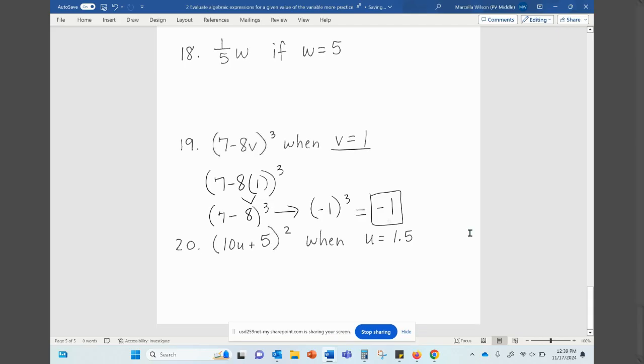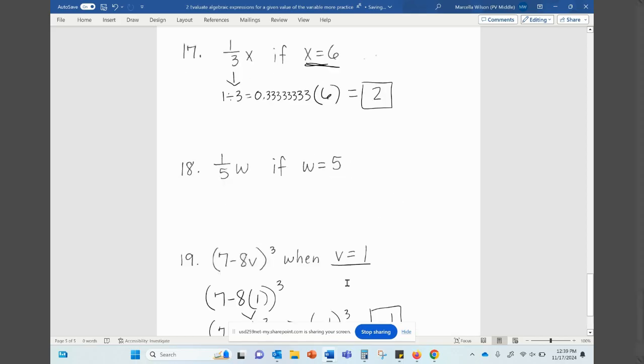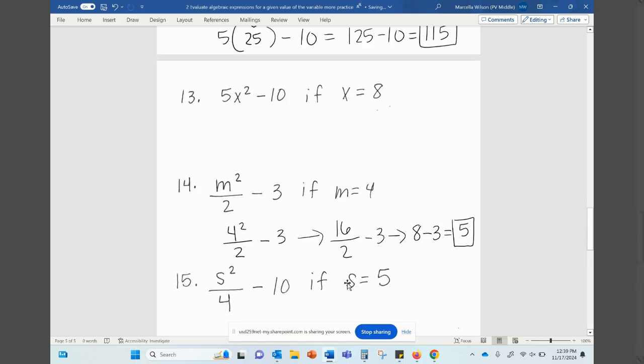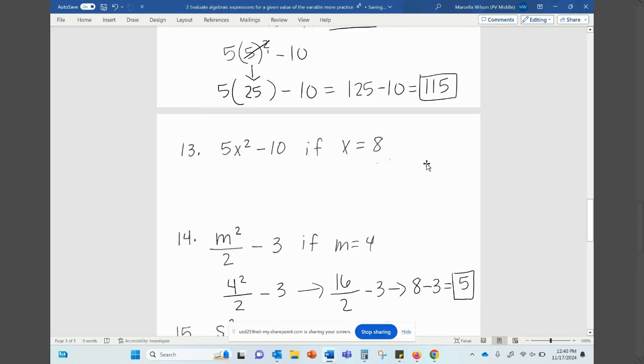So do everything inside the parentheses first, and then do the exponent. I know that's confusing because I said earlier to do the exponent first, but that's only because there's only one number in the parentheses. There was nothing to do with the parentheses. The parentheses I'm just using as a grouping symbol in that moment.